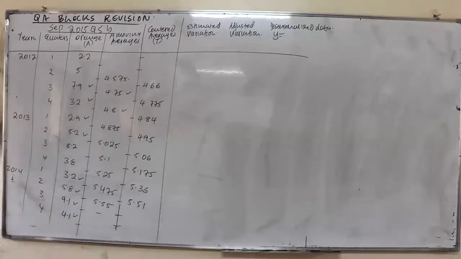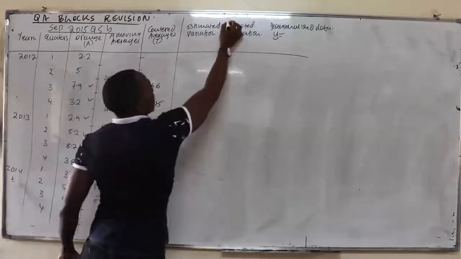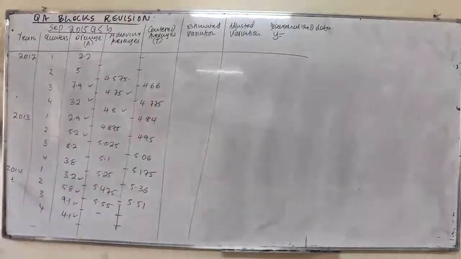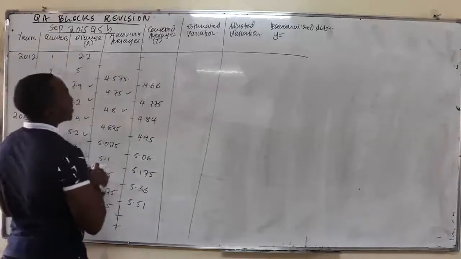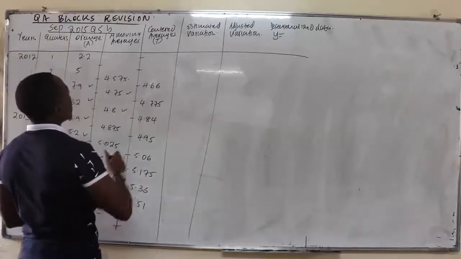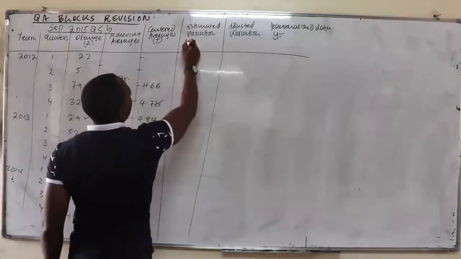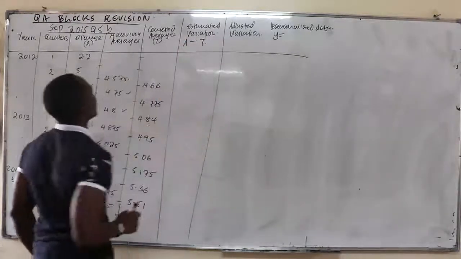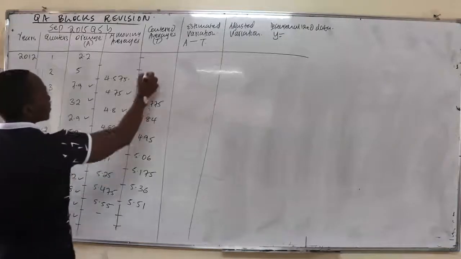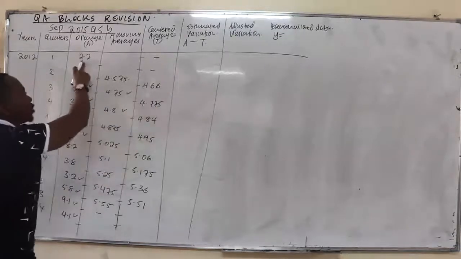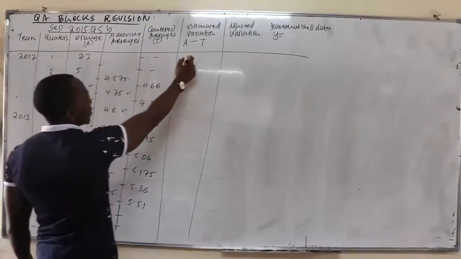Good. So now we have that. Once we have the centered average, now let's get the estimated variations. To get the estimated variations when using the additive model, just take A minus T, that's the actual minus the centered averages. So for example, the first one, you take 2.2 and here you have a dash, so ignore that.